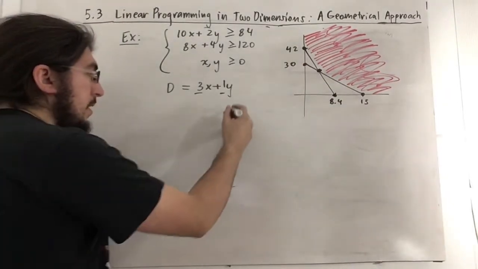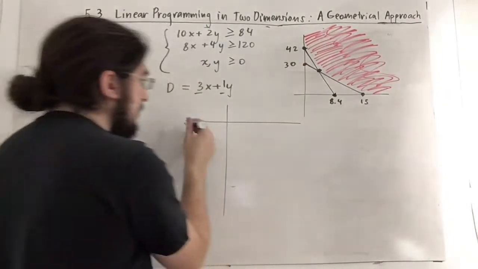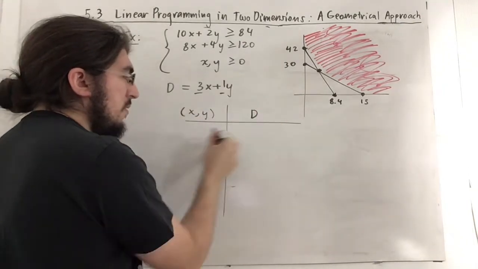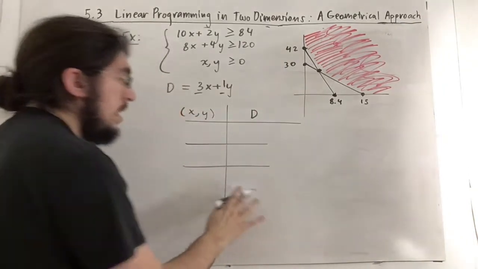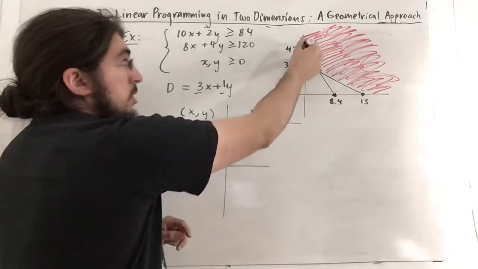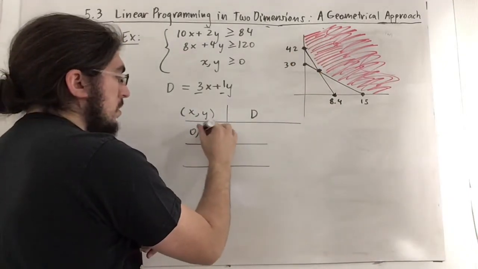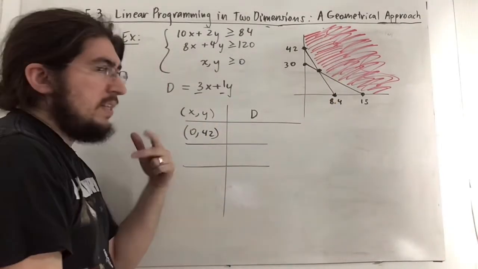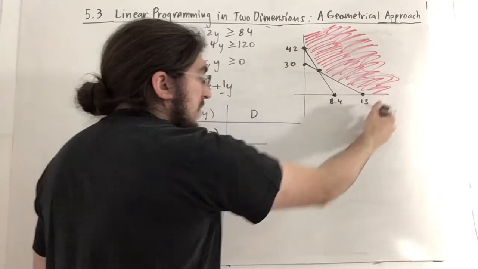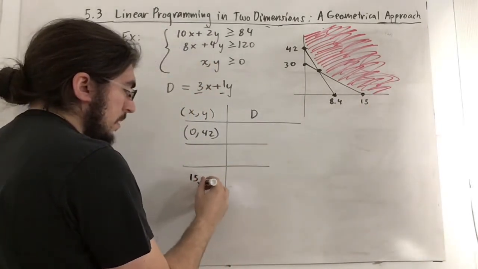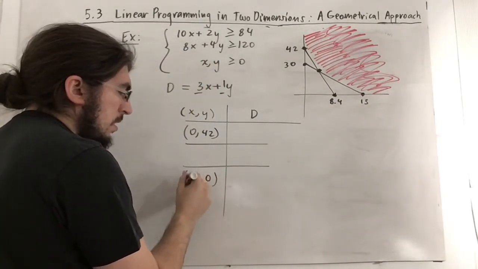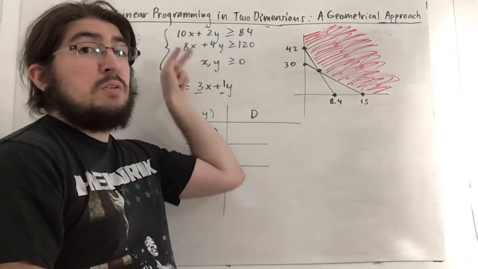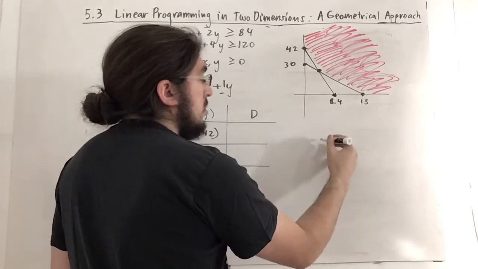So to create a table here, we have points, our corner points, and we have our value D. Now we have 3 corner points only: 0, 42. This point, which we don't know yet, I'll find that out in a second. And this point here is 15, 0. So remember how to find a point where 2 lines intersect. Solve the system of those 2 lines with equality. So we're going to solve the system.